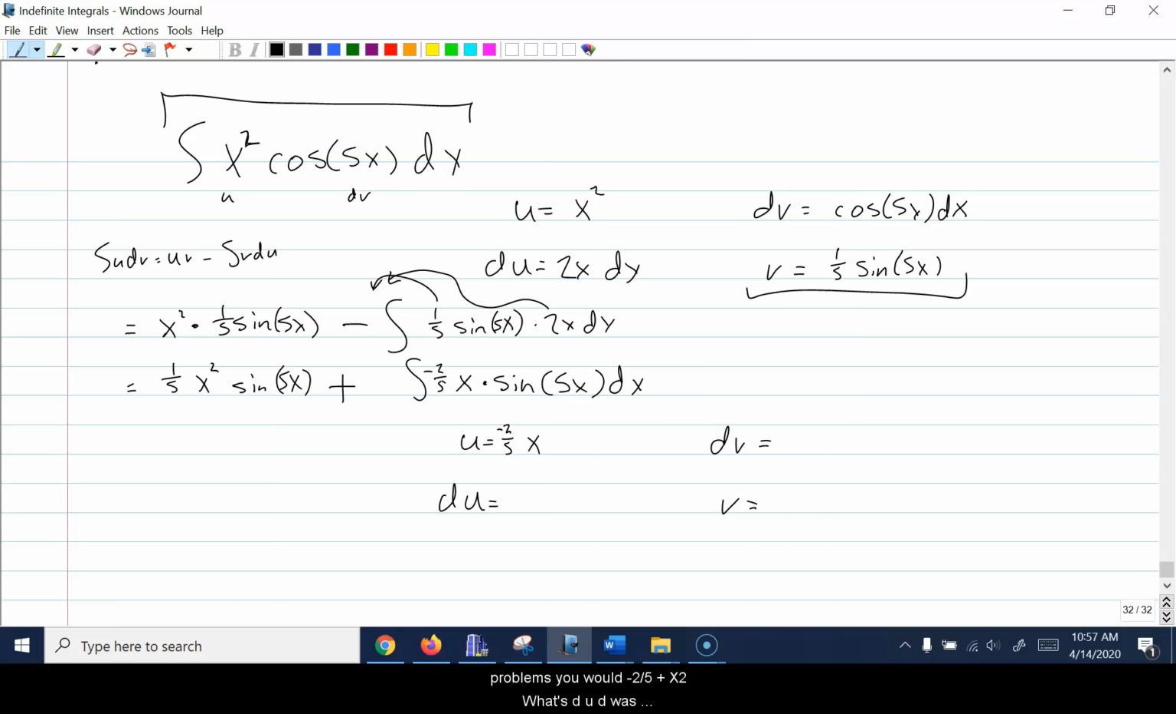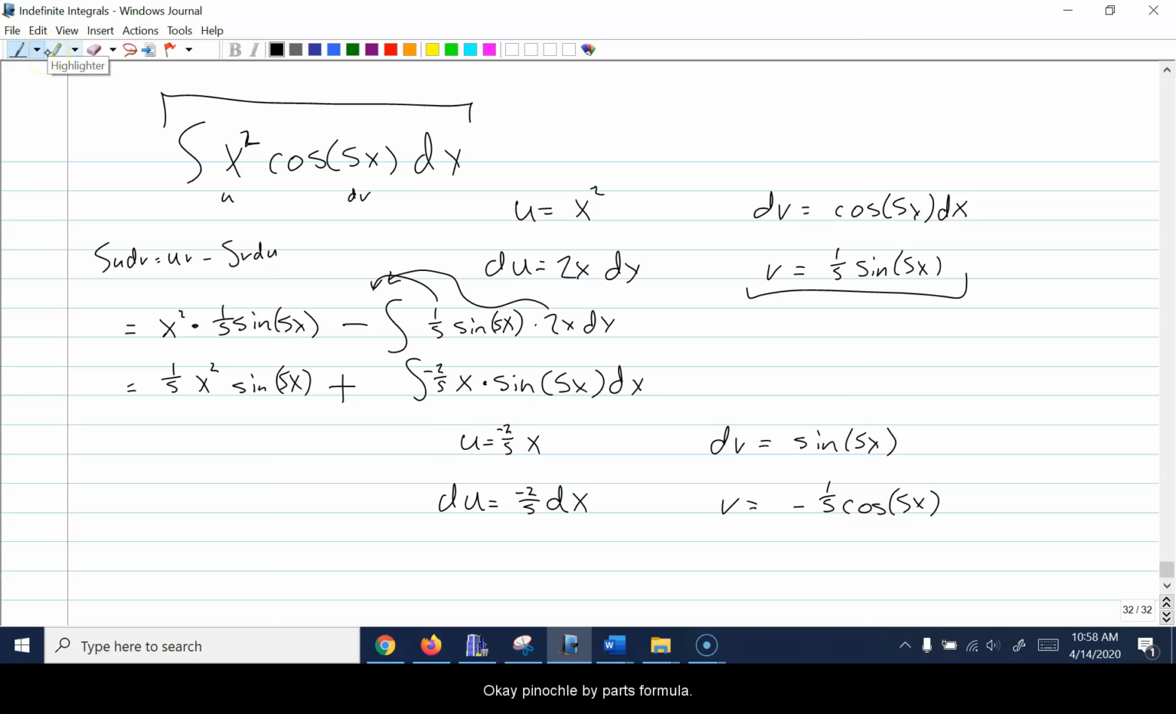u is negative 2/5 x, so what's du? du is the derivative of that, negative 2/5 dx. dv has to be everything else, so dv has to be sine 5x. If dv is sine 5x, what's v? It's the integral of that. What's the integral of sine? It's negative cosine. Leave the inside alone. Divide by that constant. This only works because the derivative is a constant. I could put a plus c, I don't need to.